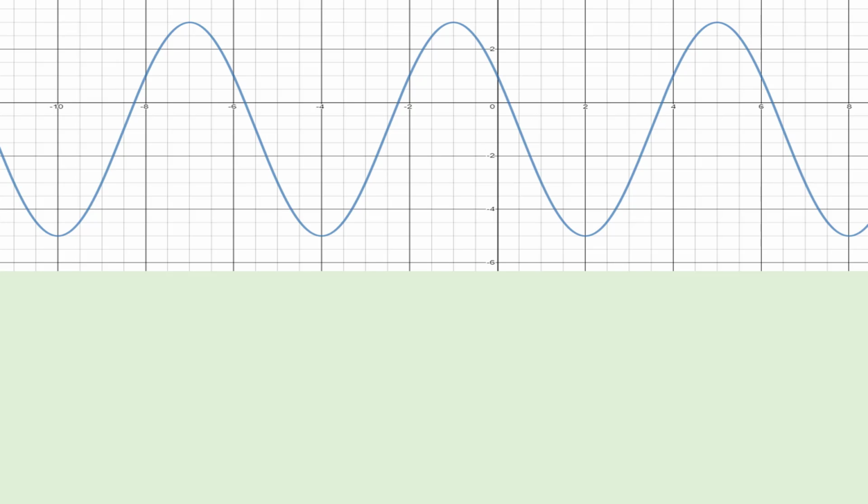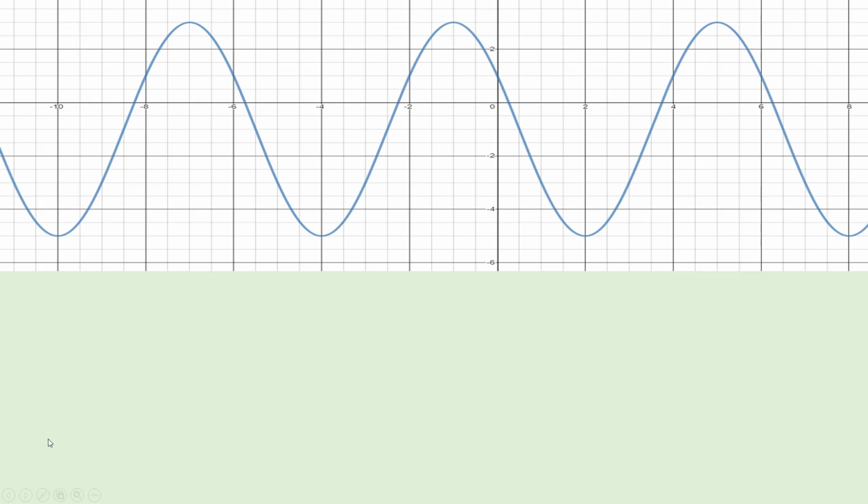Hi pre-calc students. I'm noticing that a lot of you have questions on starting with the graph and then writing the equation from there. So here is one example.